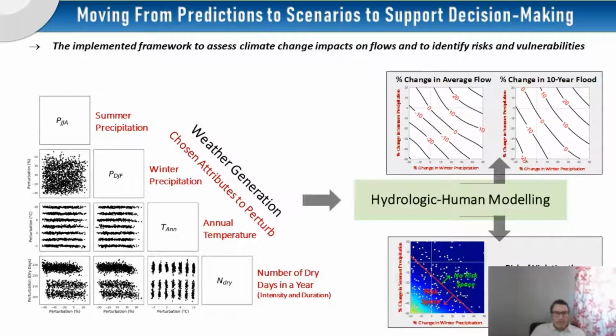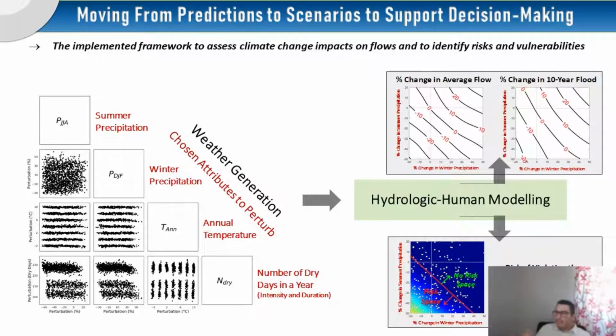In brief, we have come up with the most important climate change attributes for our regions, including summer precipitation, winter precipitation, annual temperature, and a signature that represents the intensity and duration of precipitation in the future, which we all know is quite important and typically has been ignored when people have looked at climate change scenarios. And then we have perturbed all these attributes in the ranges of uncertainty, and we have come up with thousands of possible climate futures. Then we fed all those scenarios into the integrated hydrologic human model that we've already developed, and we have generated what we refer to as exposure maps. So you see some examples here.